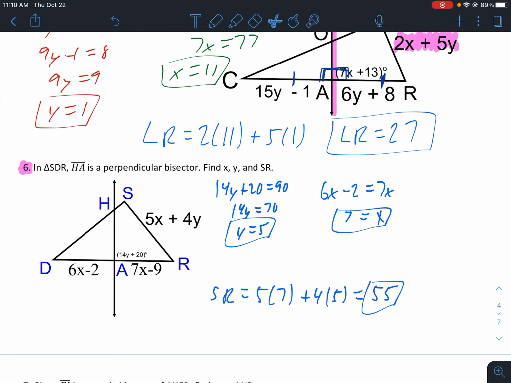All right, here's your work and answer for number 6. I know that 14y plus 20 is a right angle because of the perpendicular, and I know these two segments are congruent because of the word bisector. Put those back into SR to get 55.